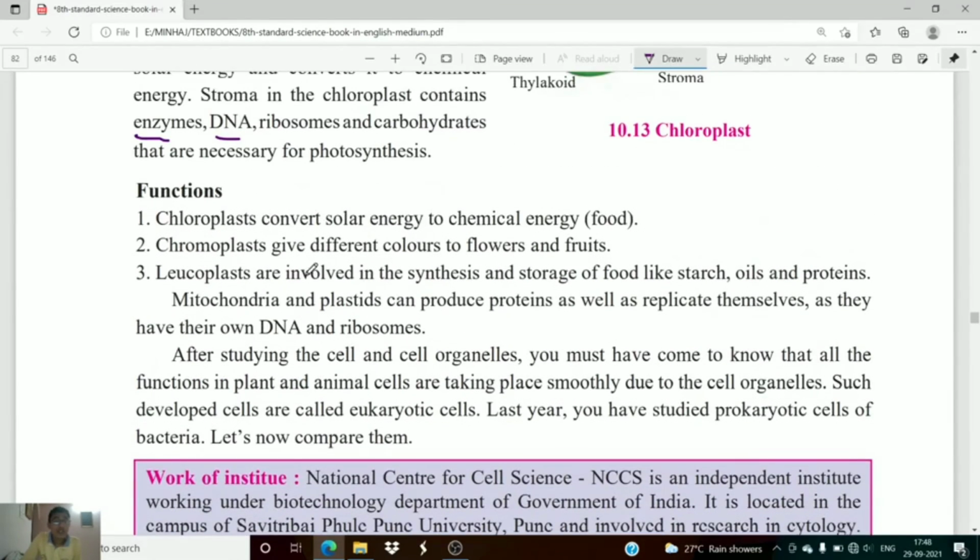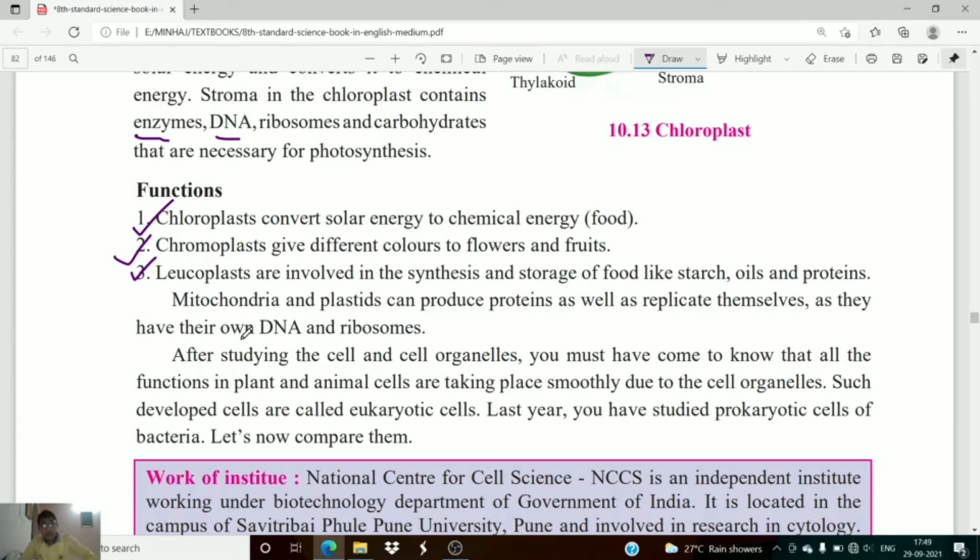Now let us see the functions of the plastids. First function, chloroplast converts solar energy to chemical energy. Second function, chromoplast give different colors to flowers and fruits. Third, leucoplasts are involved in the synthesis and storage of food like starch, oils, and proteins. So these three types of plastids are very much important considering the development in the cell. Then mitochondria and plastids can produce proteins as well as replicate themselves as they have their own DNA and ribosomes.